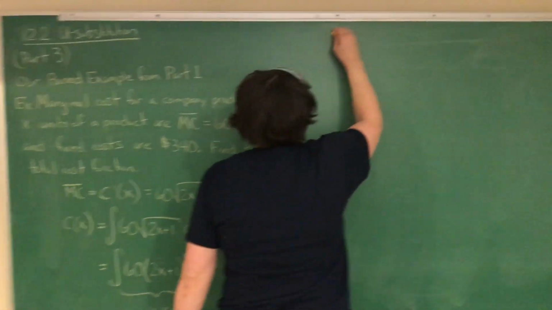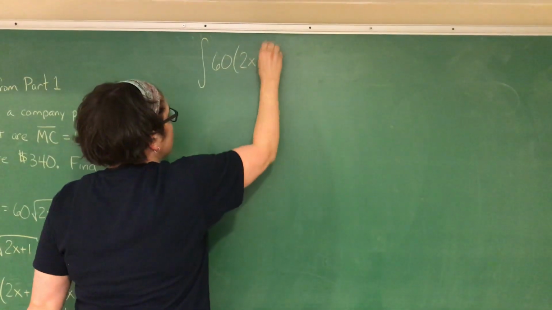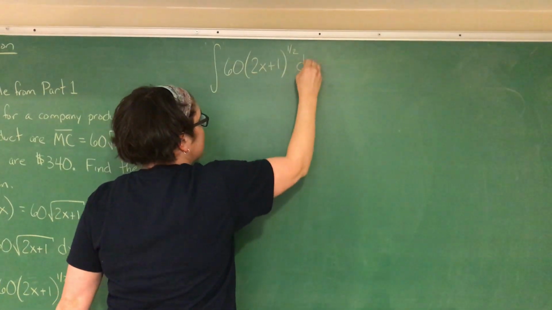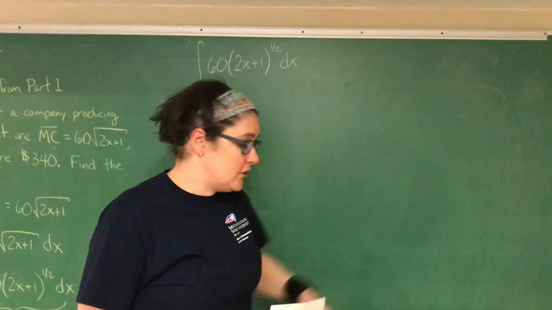So I'm going to write the integral up here. I have the integral of 60 times 2x plus 1 raised to the 1/2 dx. And over on the side, I'm going to do my work to choose my U.